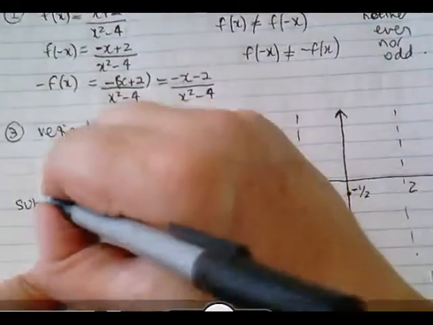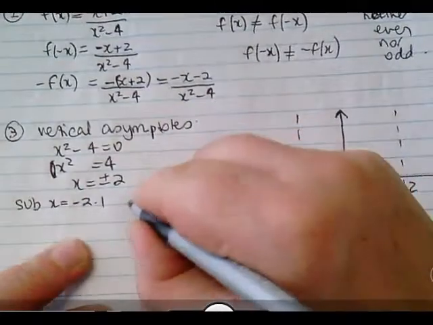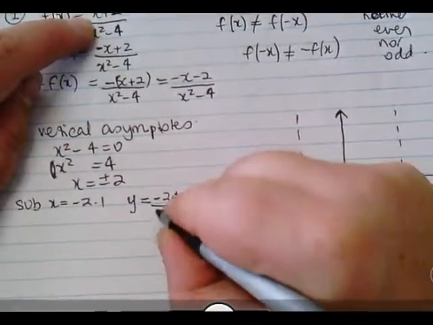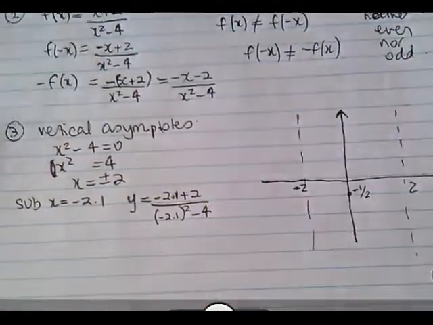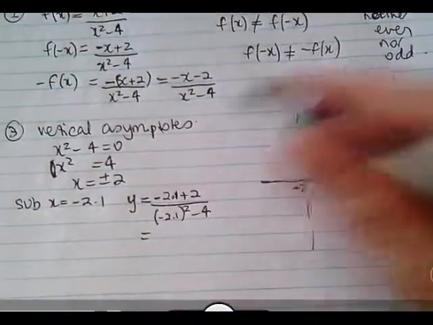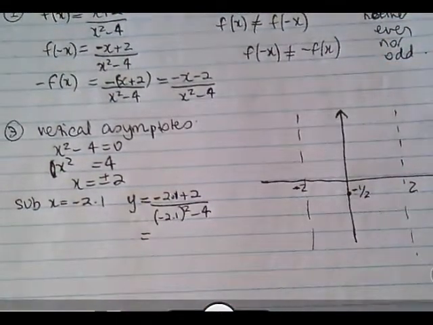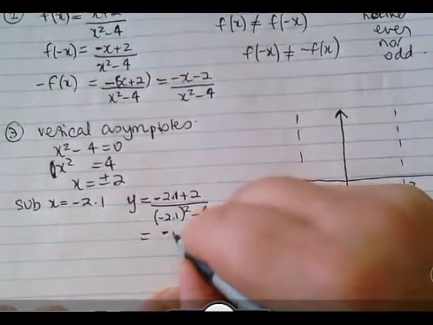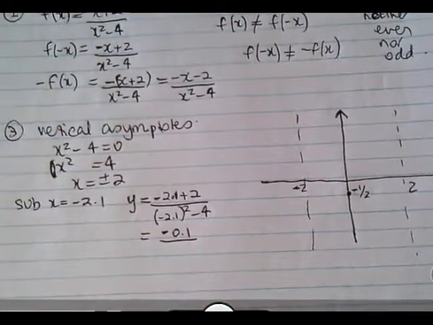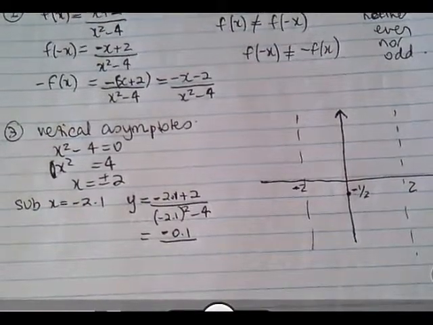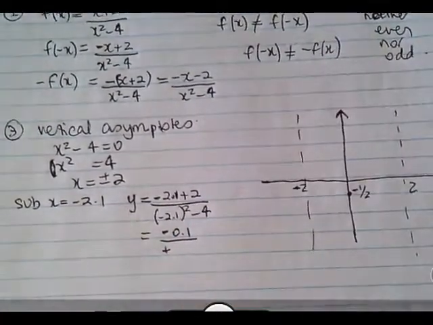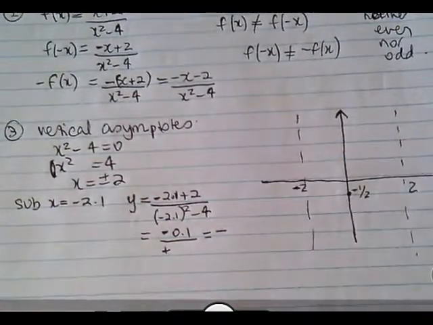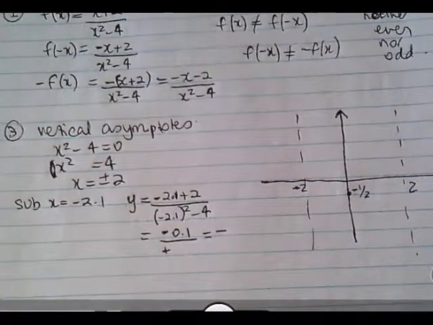So let's start here at negative 2.1. Substitute x is negative 2.1. What do you get for y? Negative 2.1 plus 2 over negative 2.1 squared minus 4. Now, girls, you don't actually have to work this one out. Negative 2.1 plus 2 is negative 0.1, so the numerator is negative. 2.1 squared is bigger than 2 squared, so whatever the denominator is, it's positive, and you're going to get a negative. You can work it out if you want. Has anyone worked it out for negative 2.1?